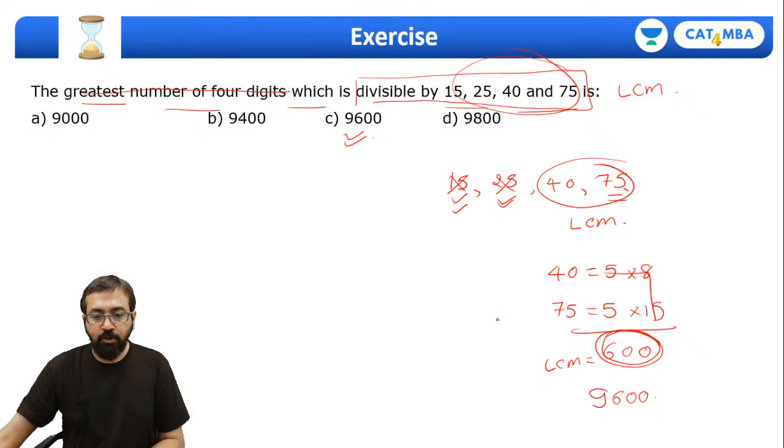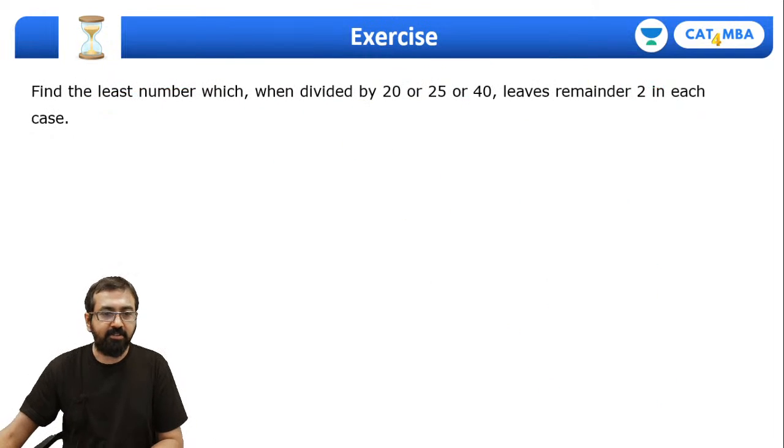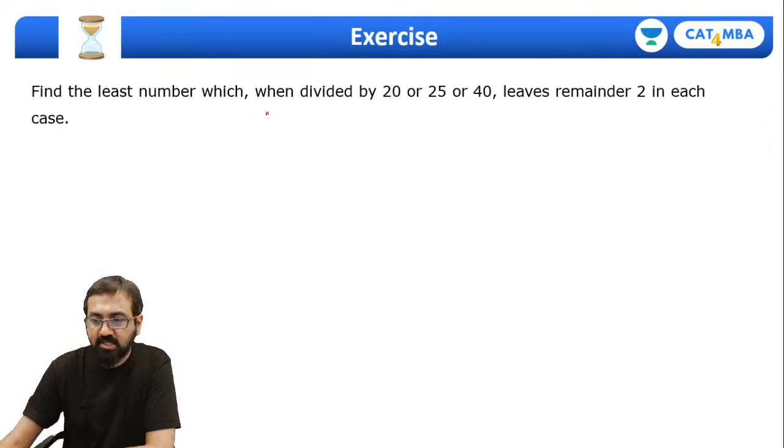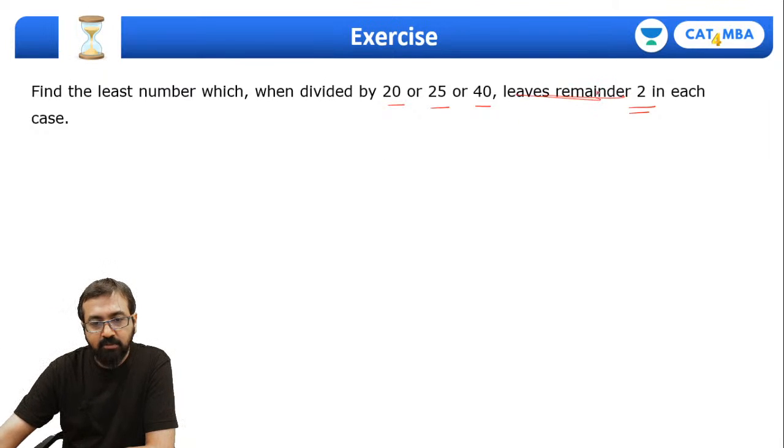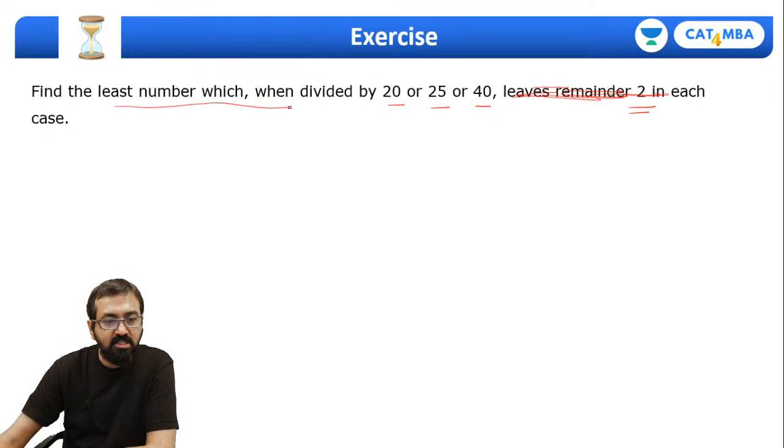Fine. So guys, I hope you have understood. The answer is 9600. Now let's take this one. Another variety of questions. So we are left with just 4 more questions and then we are through. So find the least number which when divided by 20 or 25 or 40 leaves remainder 2 in each case, right? If I eliminate this part, what will be my question then? If I just eliminate this part, find the least number which is divisible by this one. That means you need to find out the LCM of these numbers.